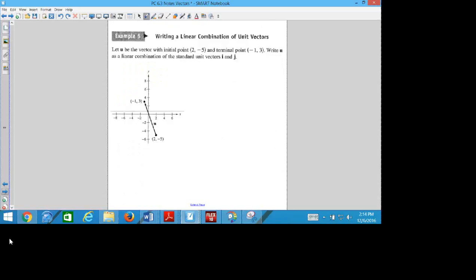So when we have something like this, and it says, let U be the vector with initial point 2, -5, terminal point at -1, 3, write U as a linear combination of the standard unit vectors I and J. We just need to find the component form of U. So we're going to do -1 minus 2 and 3 minus -5. So you're going to do the component form, which is -3, 8. And it asks you to write that as a linear combination.